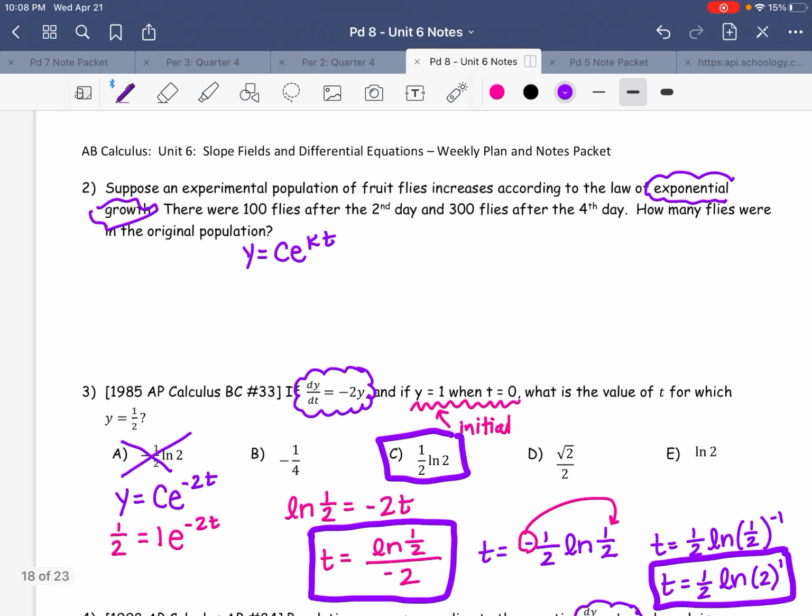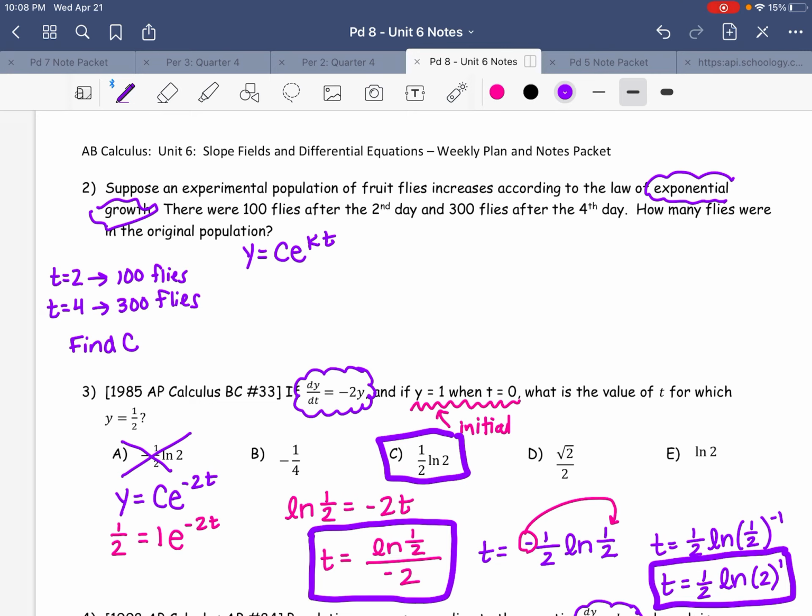They tell me that there were 100 flies on the second day. So at time equals 2, we had 100 flies. And 300 flies on the 4th day. So when time is 4, 300 flies. How many flies were in the original population? So I need to solve for C. I need to find C, which is my initial condition, or my original population.